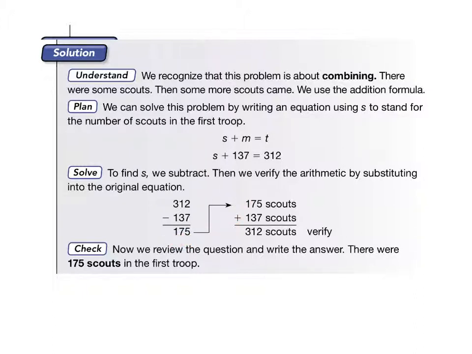And then you can check by adding those two together. So I need to see the understand, the plan, the solve, and the check for the problem. All right, now that's combining. Now we're going to talk about another plot, word problem plot, and write an equation for it.